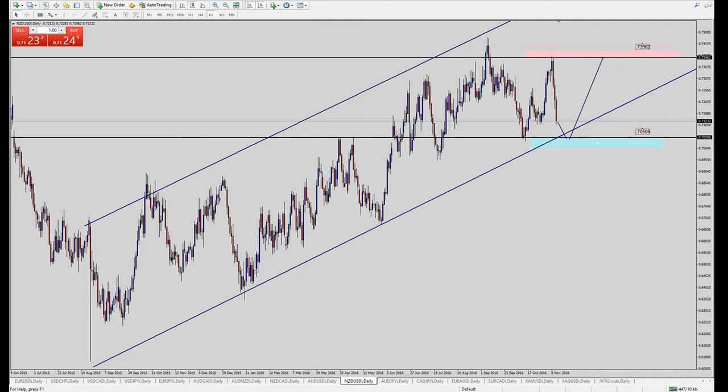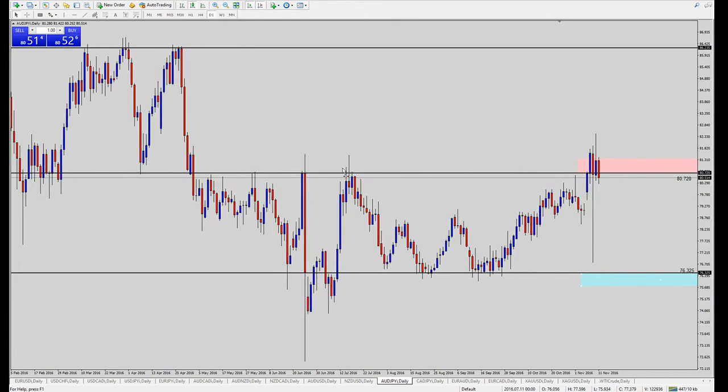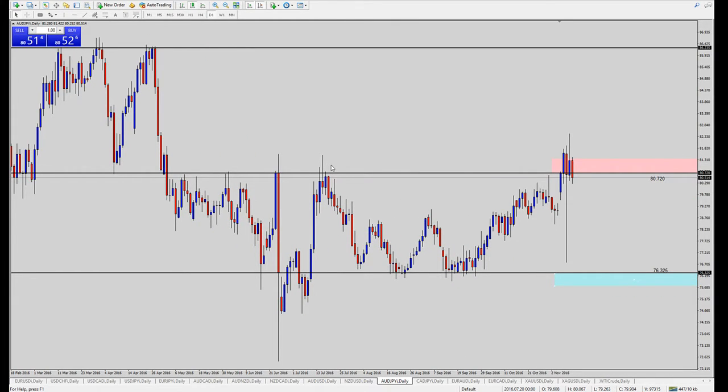Bear in mind that we are in an uptrend channel, so we're going to see if that does respect that. Moving on, we have AUDJPY, where AUDJPY is at its resistance point as well. What we're looking for is bearish confirmations, where we actually see some right here. We're having price rejection at this area.